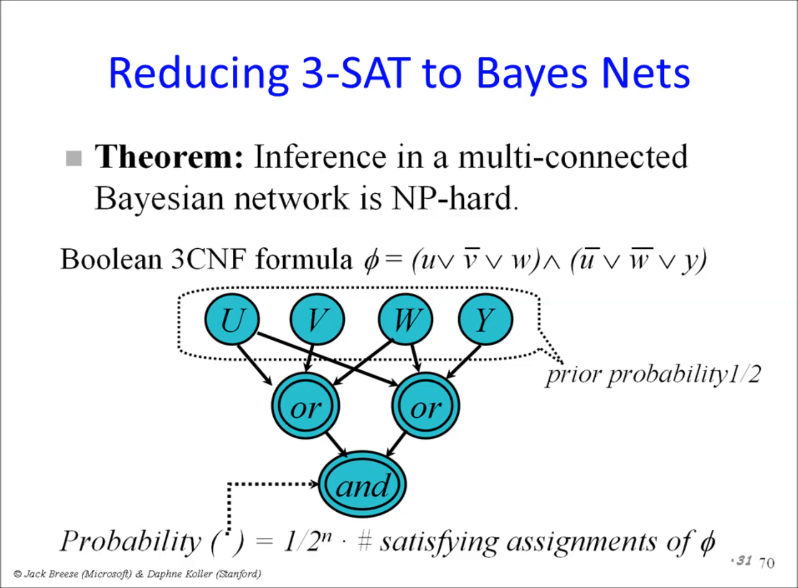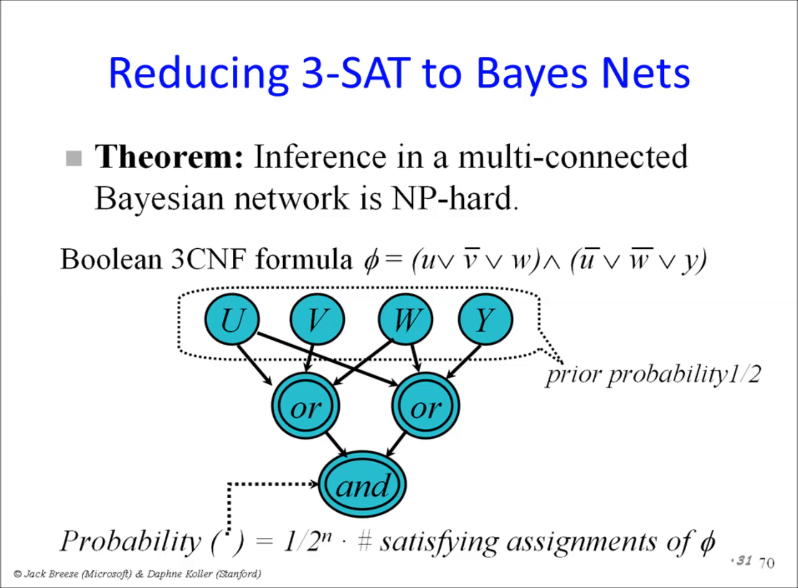Okay, so here is the conversion. Given any CNF, what are we going to do? We will first generate a random variable for each variable in the CNF. So this is a CNF over u, v, w and y, so we are generating 4 random variables for u, v, w and y, taking 2 values, true and false.